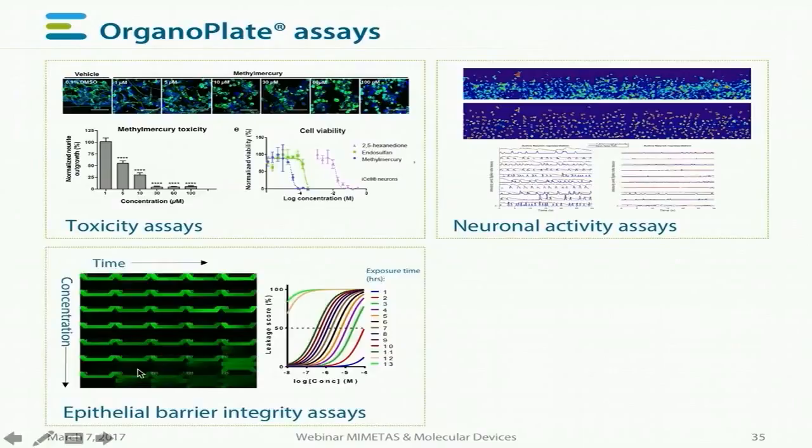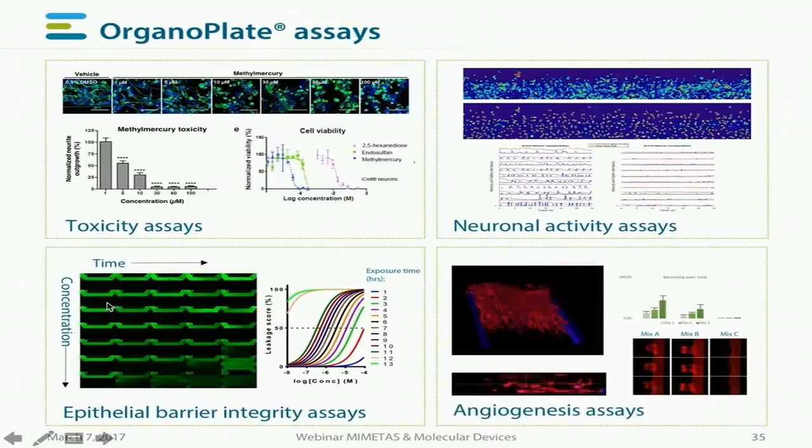Our unique epithelial barrier integrity assays, where we enter a fluorescent dye into a preformed tubule and measure the leakiness of the tubule by assessing the migration of the dye into the adjacent channel. And finally, I didn't show you any examples of that, are angiogenesis assays, where we can actually quantify or measure the length of the extension of microcapillaries in response to angiogenic factors or anti-angiogenic factors.